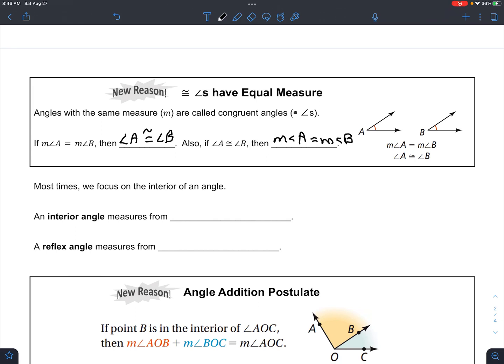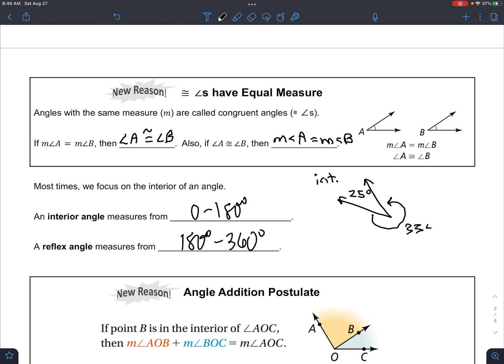Okay. A bit more vocab here too. An interior angle measures from 0 to 180, and a reflex angle measures from 180 to 360. So if I just draw a quick picture here, say this is like a 25-degree angle, that would be an interior angle. But if I'm talking about this angle, which, remember, 360 is a full turn, so if we subtract 25 from that, that would be a reflex angle.